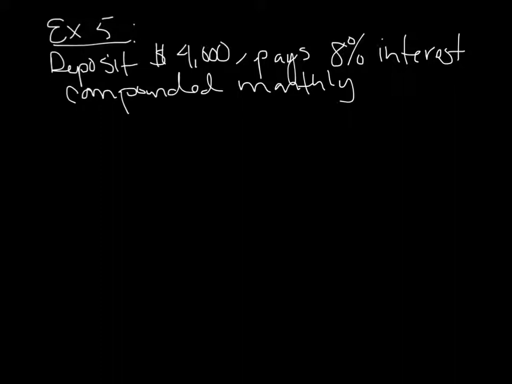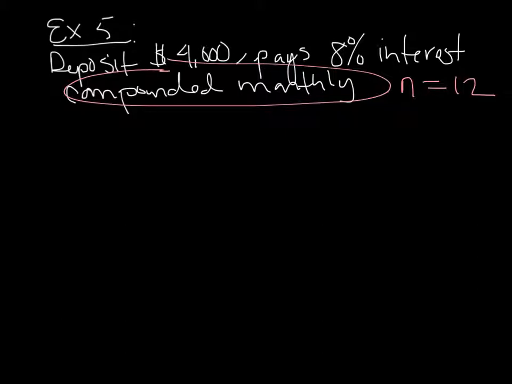So we have $4,000 that you're depositing in an account, and it pays 8%, compounded monthly. If it's compounded monthly, that really means N is 12.